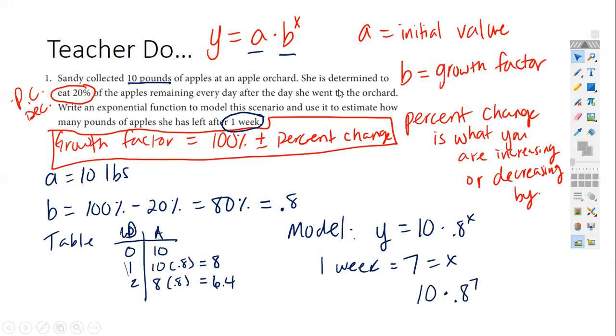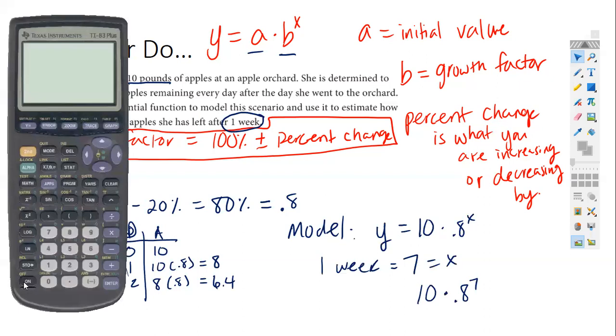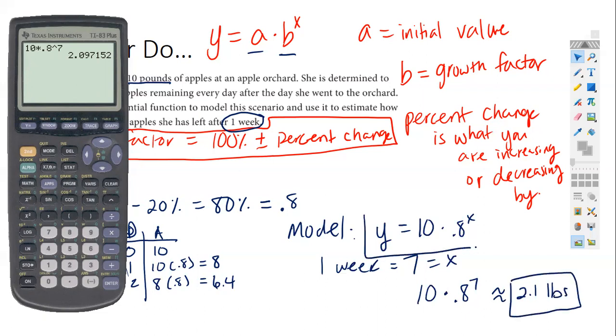So I'm going to go to my calculator. And I put it in. So I have 10 times 0.8, that's not an 8, that is a 5, to the 7. And how many apples does she have? About 2.1 pounds after a week. So this is approximately 2.1 pounds of apples left. So we found our model, and we found the number of apples after a week.